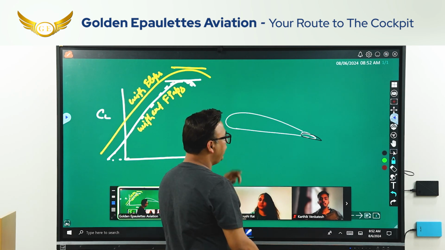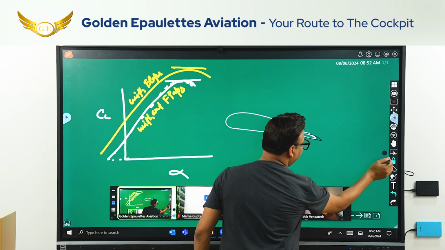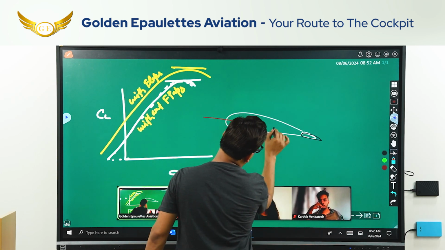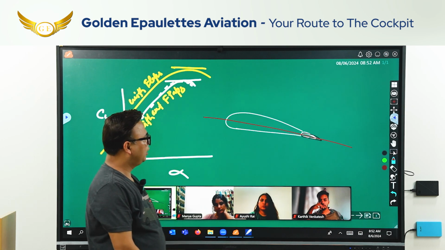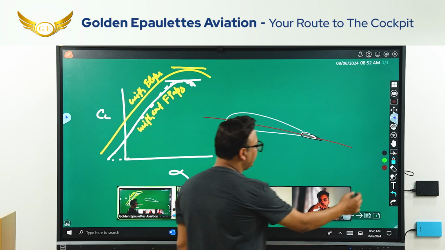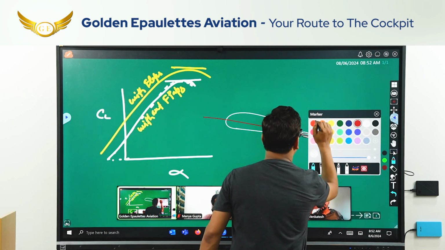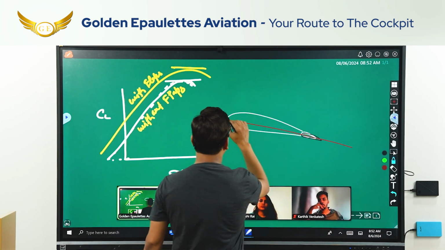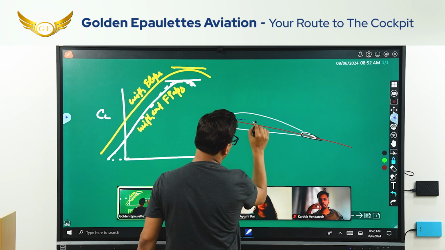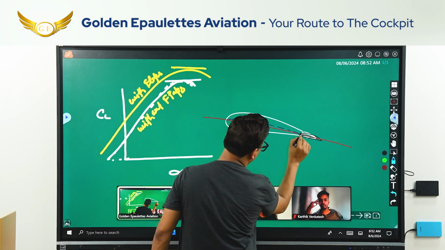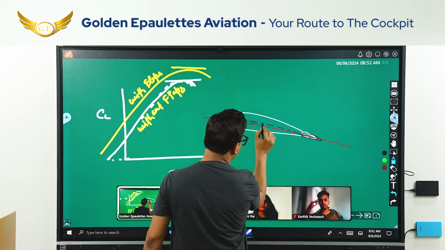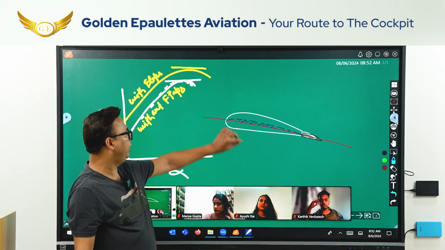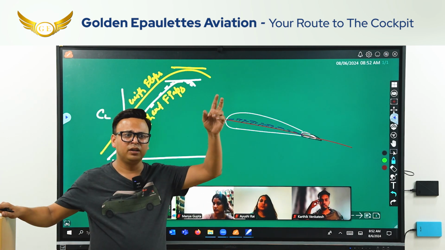Now, at this stage, if I draw a chord line of this wing, this will be the chord line, correct? And if I draw a mean camber line now, mean camber line, so this would be my camber. When flap is extended, it is not deployed. This is my camber.